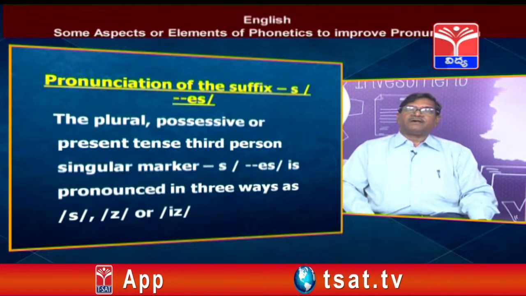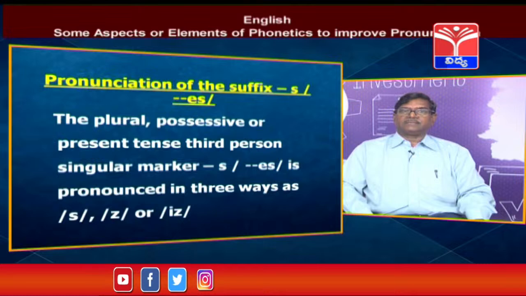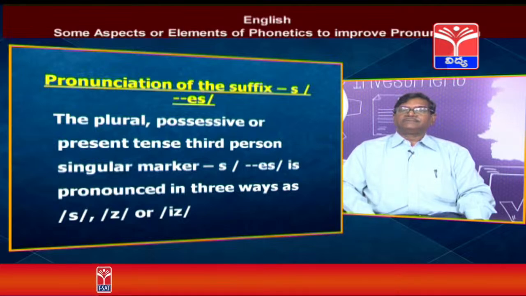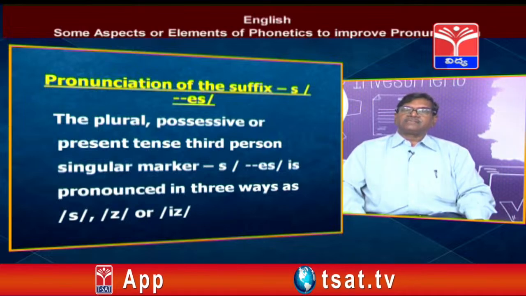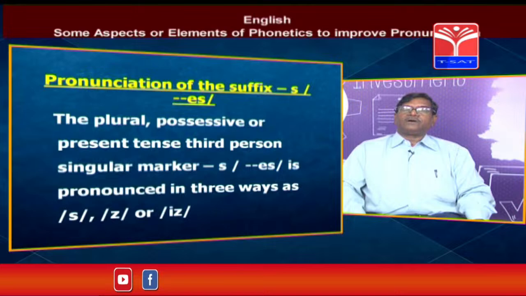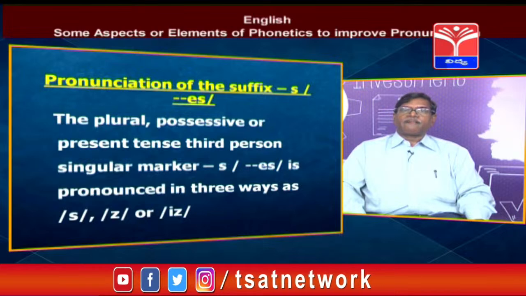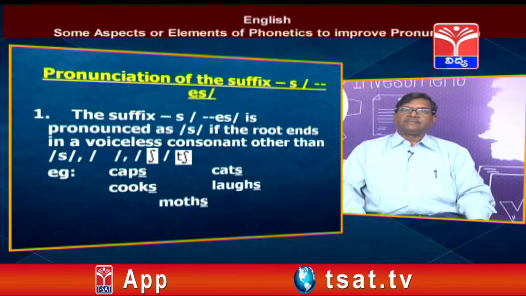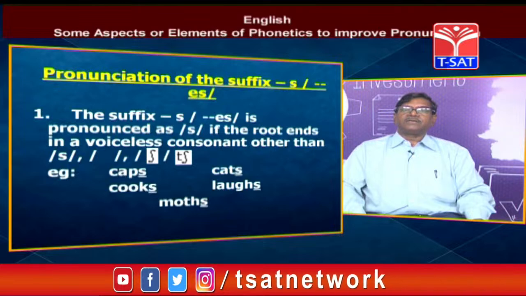And pronunciation of the suffix S or ES, that is the plural marker. The plural, possessive or present tense third person singular marker, S or ES, is pronounced in three ways: s, z or iz. S, z and iz. So, three different ways. The suffix S or ES is pronounced as s if the root ends in a voiceless consonant other than s, sh, ch.